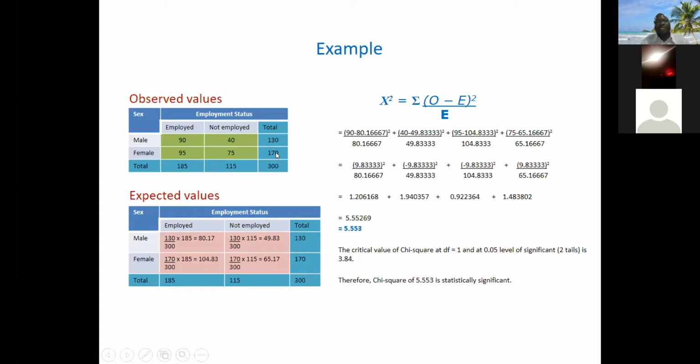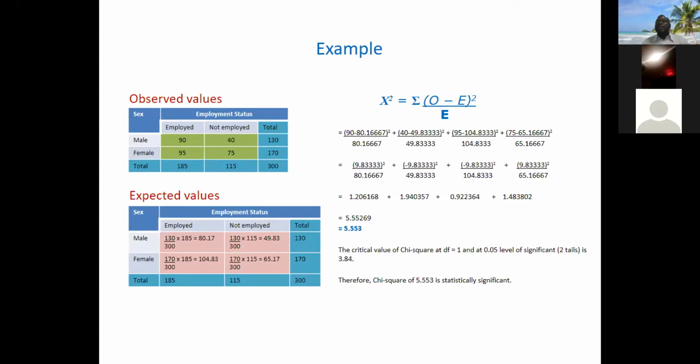So if you put it in percentage, you will see the proportion of the males that are employed is higher than that of females, and the proportion of males that are unemployed is lower than that of females. So whichever way, either you look at the total value compared with the total, or the percentage, those are the observed values. That is the observed frequency.